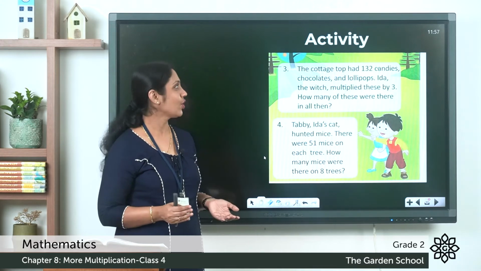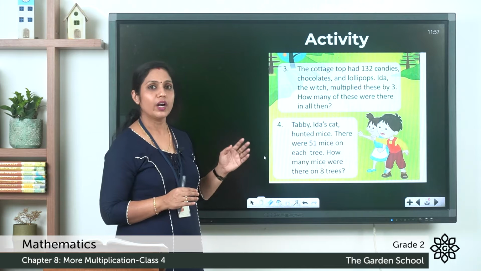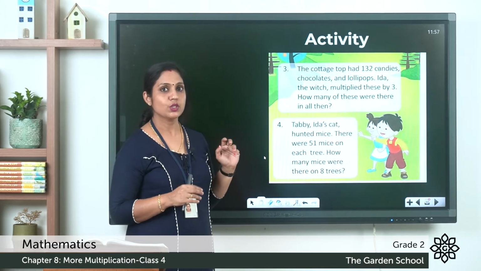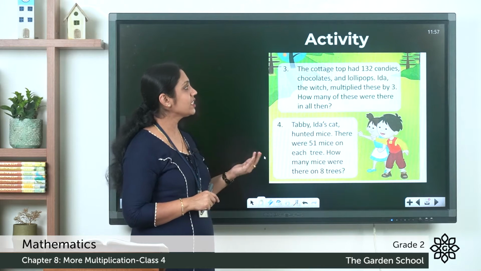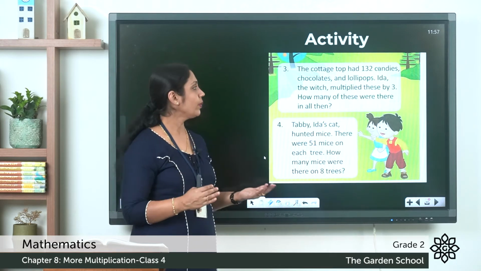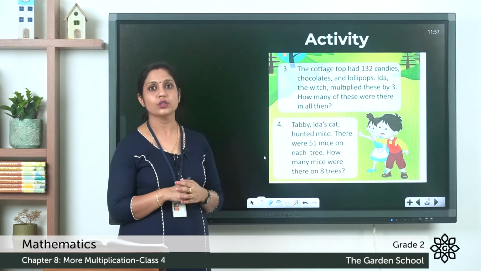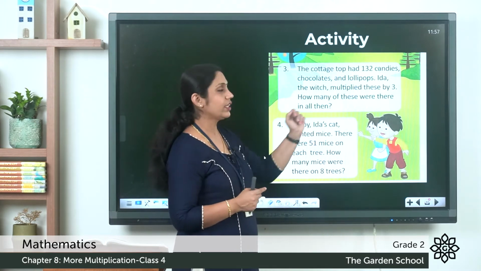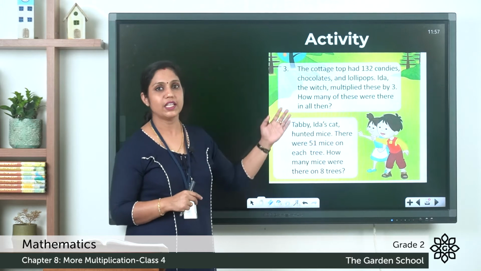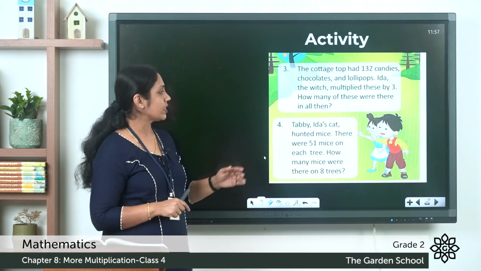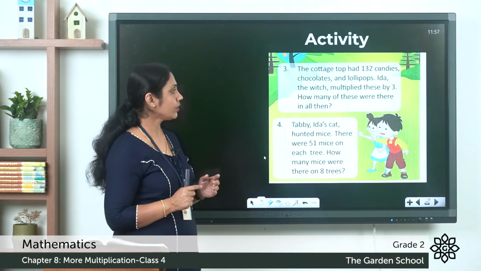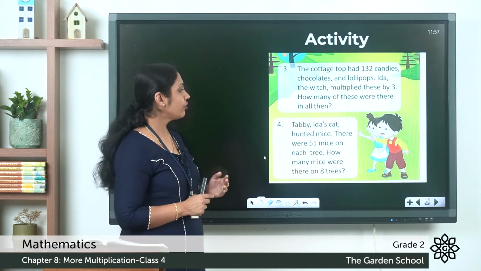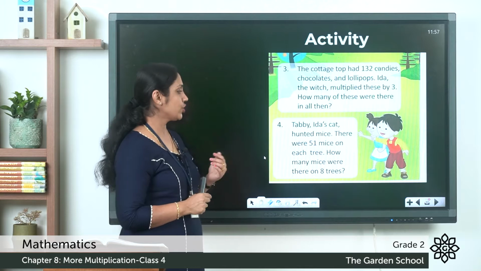So, in the cottage top, there were 132 candies, chocolates and lollipops. So, Ida, the witch, multiplied these by 3. So, how many were there in all? So, what you have to do? 132 into 3. So, find out the steps and multiply that. The next question, Tabby, Ida's cat, hunted mice.